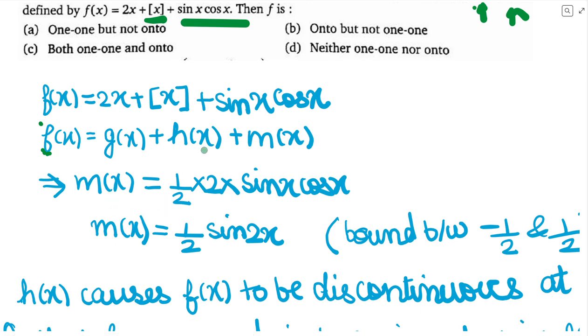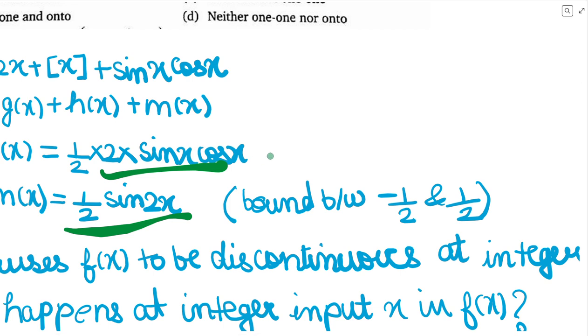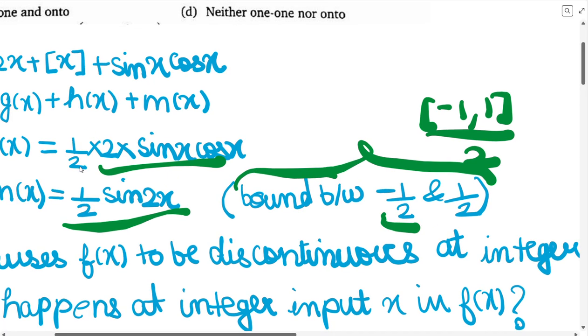So we can easily see that m(x) is sin x cos x, and we know that sin 2x is 2 sin x cos x, so we can apply the property in reverse, which makes it half of sin 2x. Whenever we see a big function, our first instinct must be to try to make it smaller, right? And this thing is bound between minus 1/2 and 1/2. So this must be in your mind. I've just written it for your reference. Since sin 2x is from minus 1 to 1, if we apply half, then its range is going to be from minus 1/2 to 1/2.